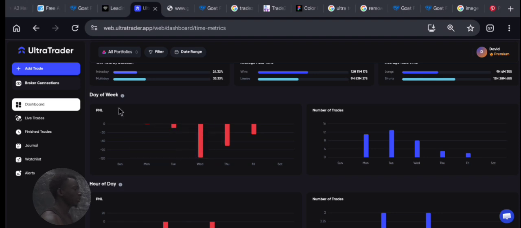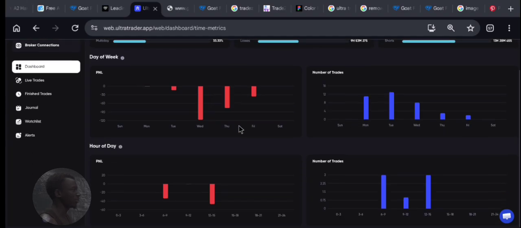If you look at this whole bar chart on the day of the week, I made most losses on Wednesday with a loss of minus $117. Understand? Followed by Thursday, which is minus $76. So this is used to check the PNL per day in a week.